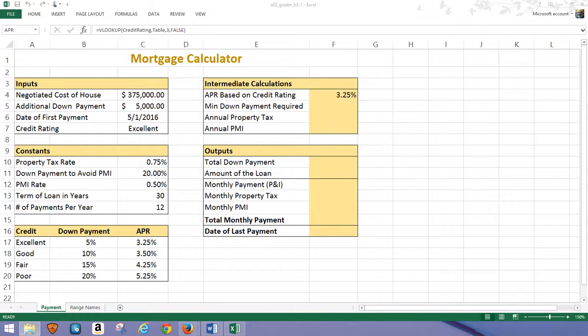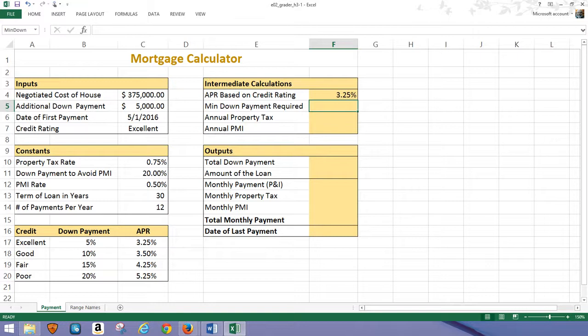So according to F4, it says calculate the APR based on that. Include the range lookup for an exact match. Use range name for the first 2 arguments in the function. And so that is what we did do. In here we have the range name, credit rating, the range name table. Okay, so next.